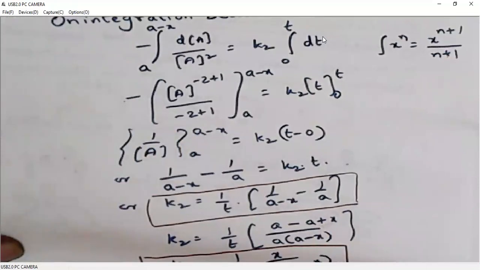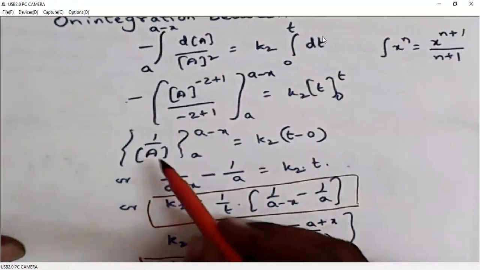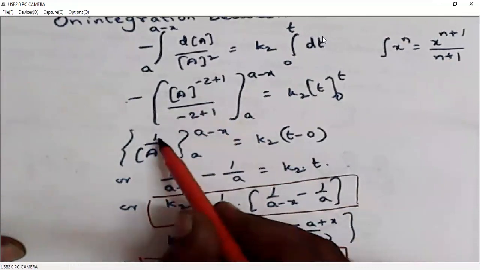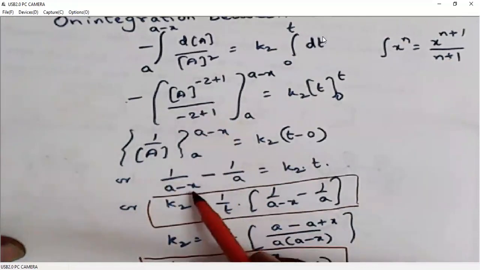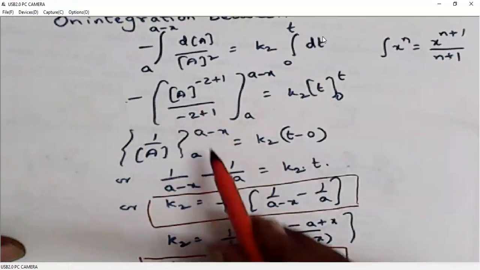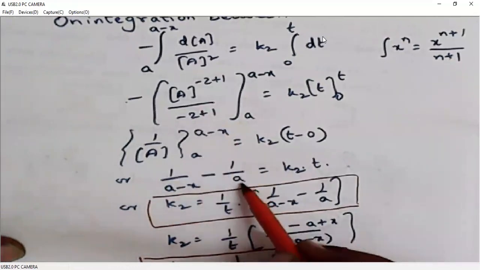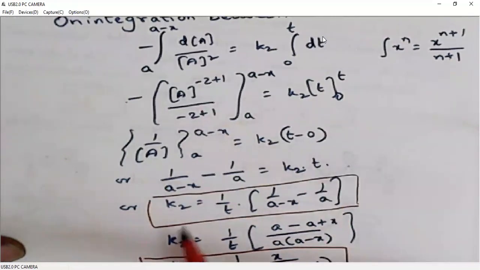So this minus and this minus will get cancelled. Minus into minus will be positive. So A power minus 2 plus 1, A power minus 1, so we will write it as 1 by A. When we substitute the variables, what we get? Upper limit 1 by A minus X minus lower limit 1 by A is equal to K2 into t. Or K2 is equal to 1 by t into 1 by A minus X minus 1 by A.